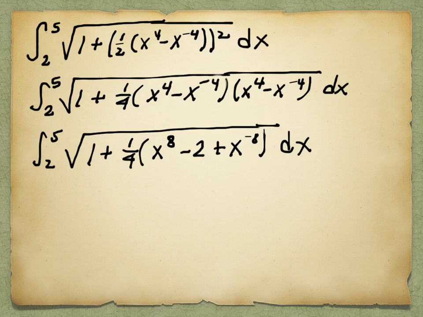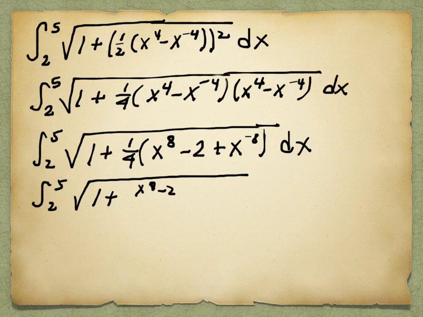Alright, now I'm actually going to distribute that 4 through, but not exactly like you might expect. I'm going to write it as 1 plus, and I'm going to write the x to the 8th minus 2 plus x to the negative 8th over 4 as such. And notice we would need to get common denominators. And so this one would actually be 4 over 4.